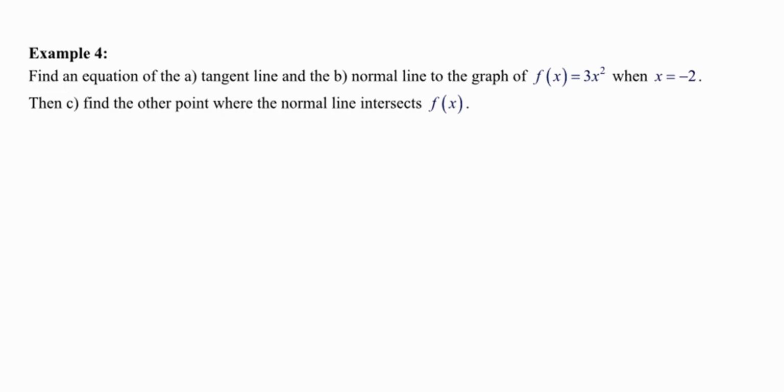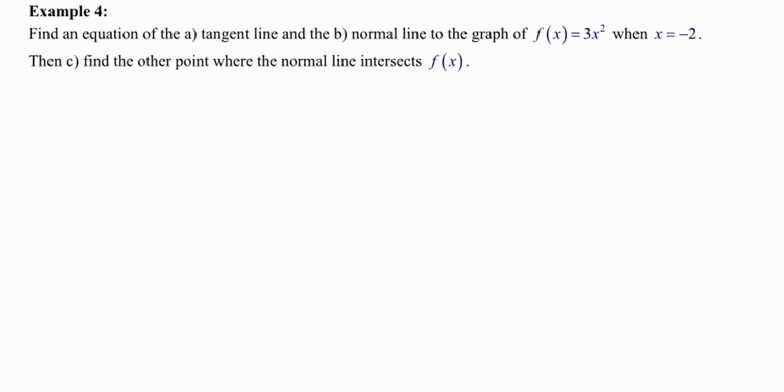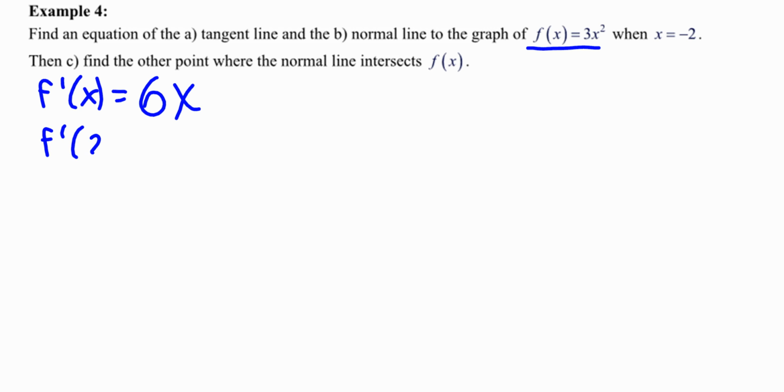Alright, now we're building here. Find the equation of the tangent line and the normal line to the graph when x equals negative 2. So if this is our function, let's get our slope function. f prime of x, 3 times 2 is 6, x to the, subtract 1 for the power, that makes 1. So we're going to find the tangent line. So what is the slope when x equals negative 2? The slope is negative 12.